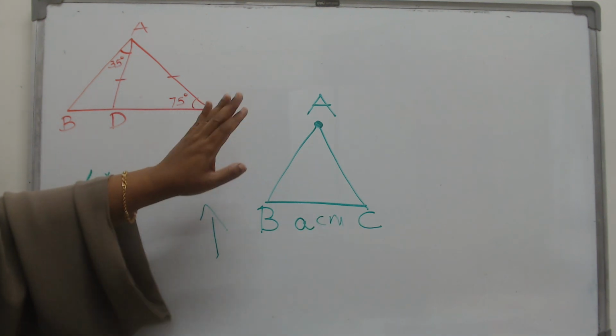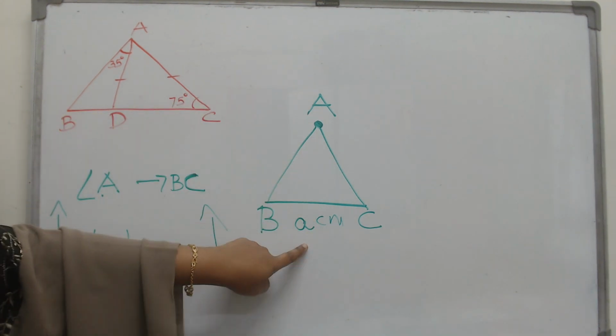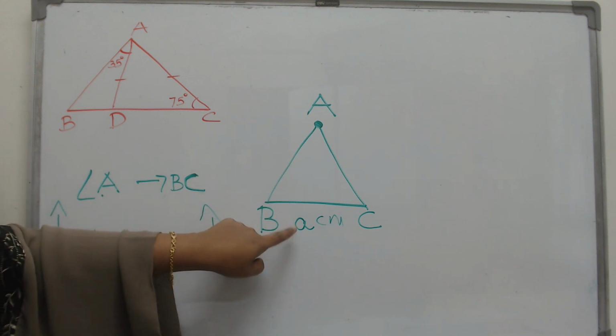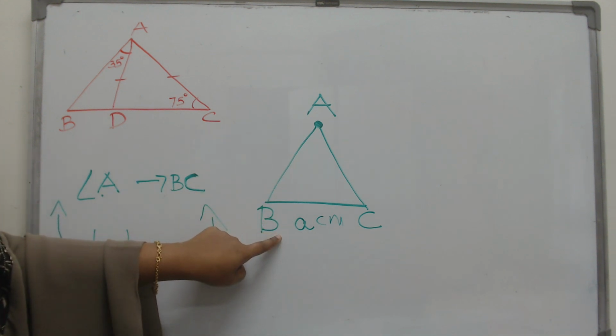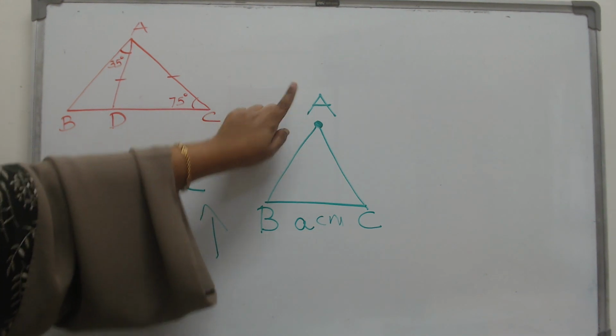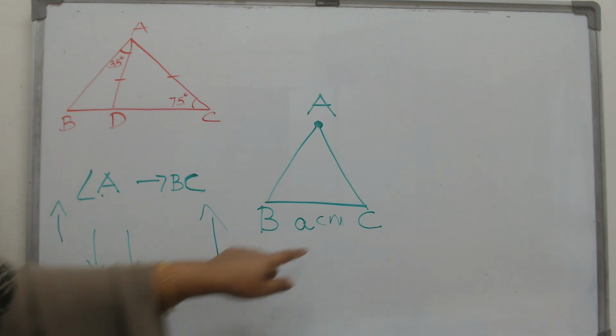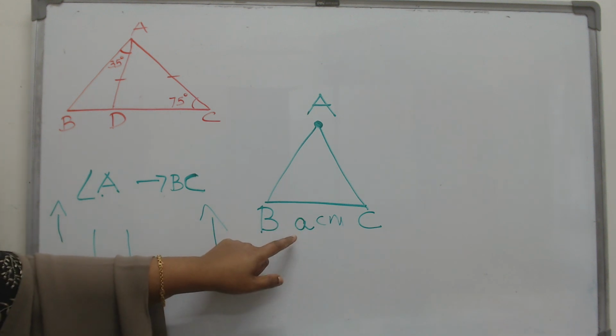You will often see this standard notation in maths. The vertex and the opposite side are usually denoted by the same alphabet, but in different case. The vertex is in uppercase, and the side, the length, the number, the 5 centimeter or the 6 centimeter, is given in the small letter a.